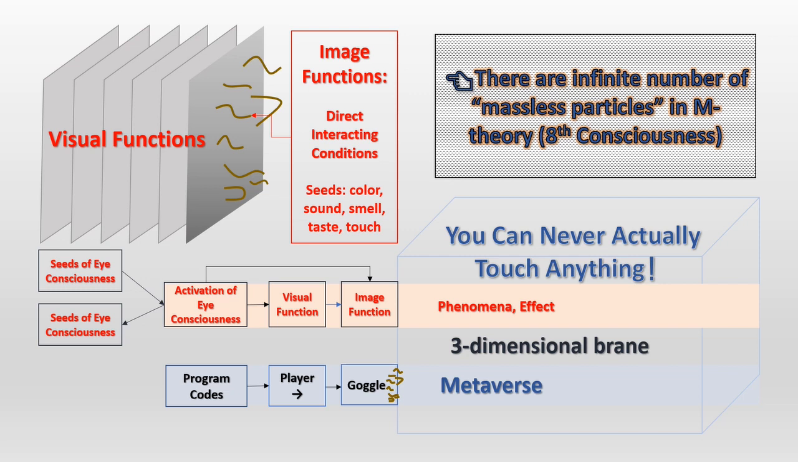Whatever happens in the metaverse, similar to what is in our phenomena space, can never be the interactive conditions as they are just projection. Are there strings representing color, sound, smell, taste, and touch? Yes, certainly. M-theory is said to contain an infinite number of massless particles, but they are discarded by string theorists as they think they are useless. These could very well be the qualia we are looking for.